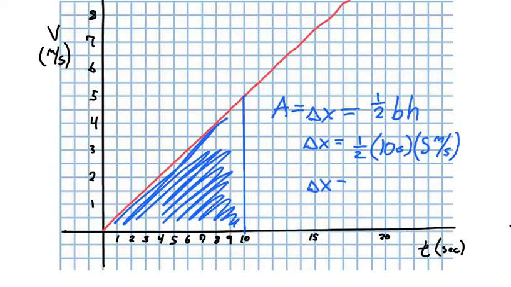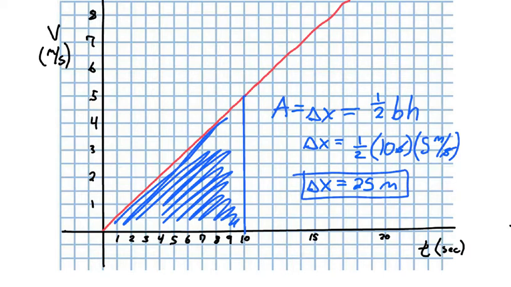And so my displacement then is going to be 1/2 times 10, which is 5, times 5 is 25. And units, I've got seconds times meters divided by seconds, so my seconds cancel again, and I've got meters, 25 meters during that time period.